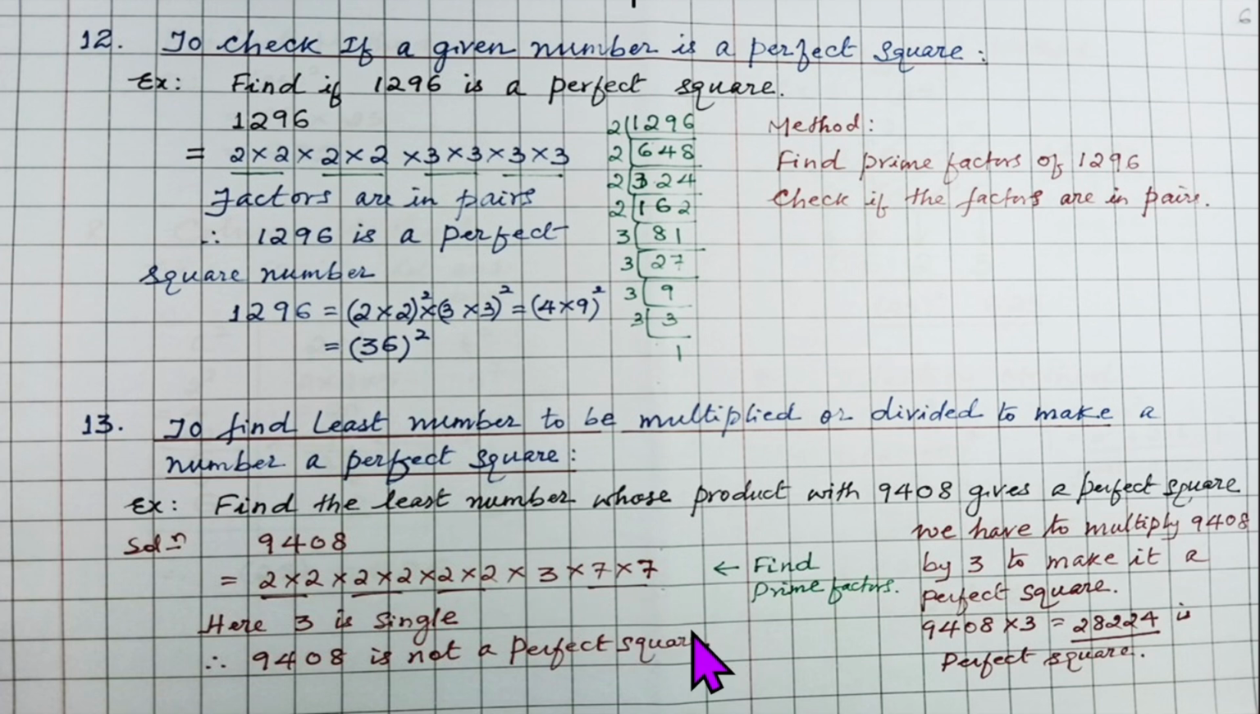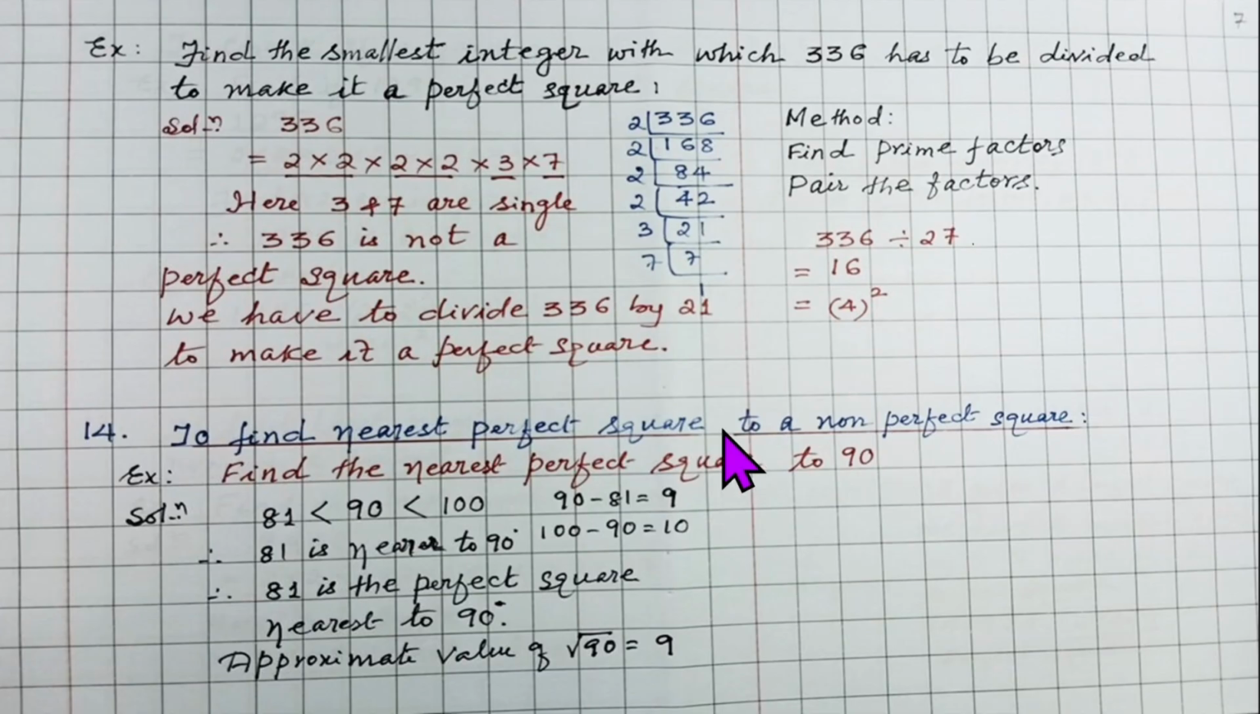If it is not a perfect square and you have to make it a perfect square, either you multiply it by 3 or divide it by 3. Here I have multiplied by 3. I got 28224, and therefore 28224 is a perfect square. Therefore the smallest number by which 9408 has to be multiplied to make it a perfect square is 3, because 3 is single. Now remember that.